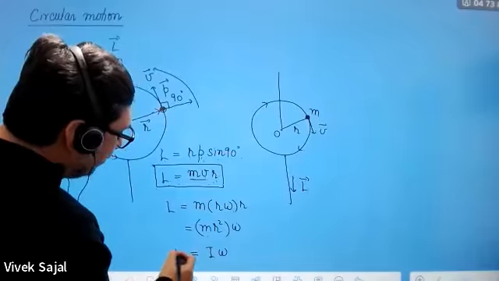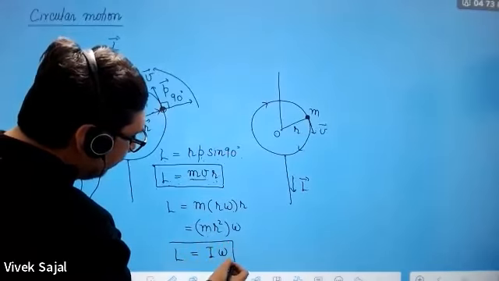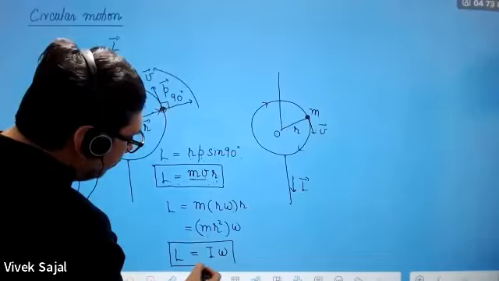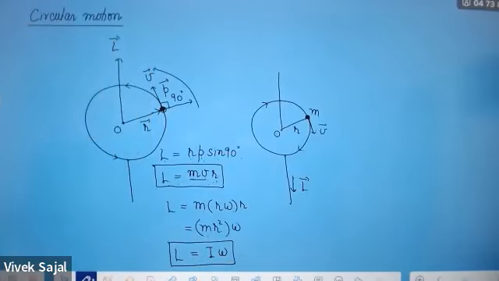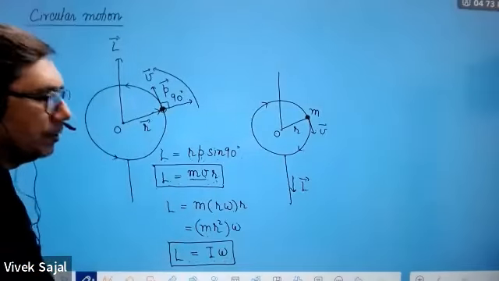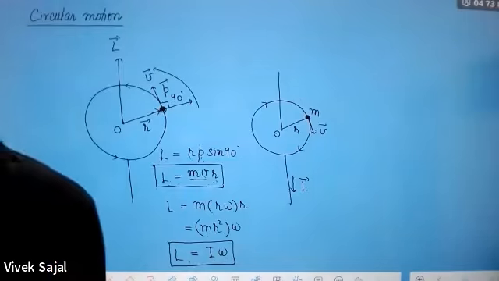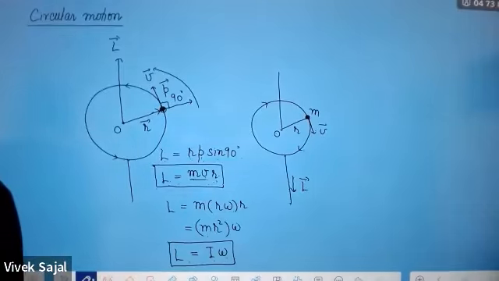So L can also be written as I omega. So L is equal to I omega also. So in case of circular motion, you can also use this one, L equal to I omega. So this is another formula for angular momentum.